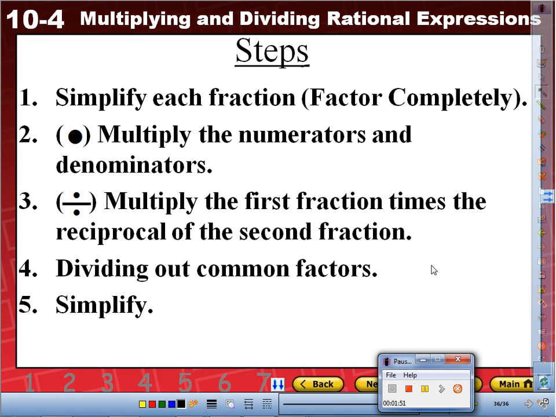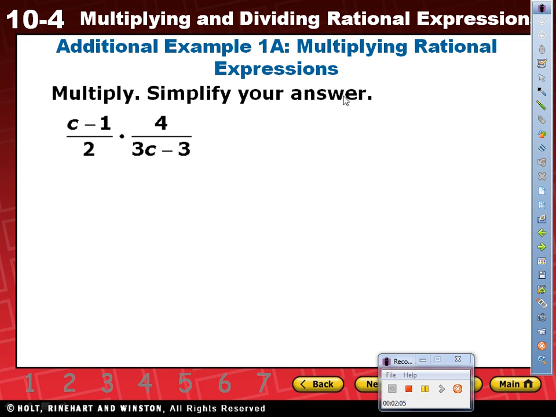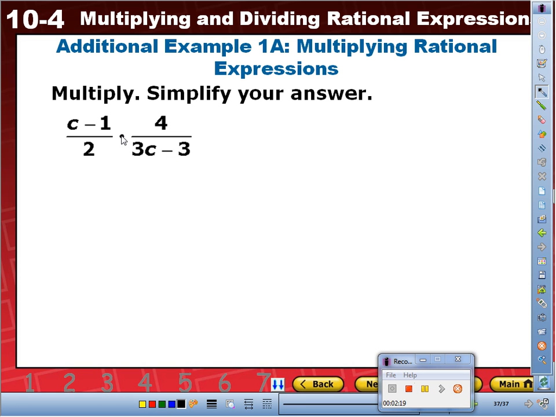Okay, here we go. So, we know the steps. Let me show you one example using all the process. This one is on multiplication. Copy this down. Example number 1A. It says, multiply and simplify your answer. C minus 1 over 2 times 4 over 3c minus 3. Once again, multiply and simplify your answer.